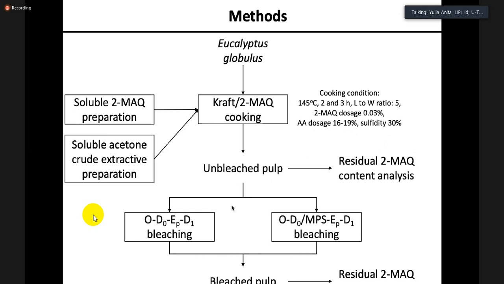Then we conducted elemental chlorine-free bleaching with this sequence to obtain the final bleached pulp. All pulp was analyzed by GC-FID or GC-MS to determine the MAQ that still remains in the pulp.